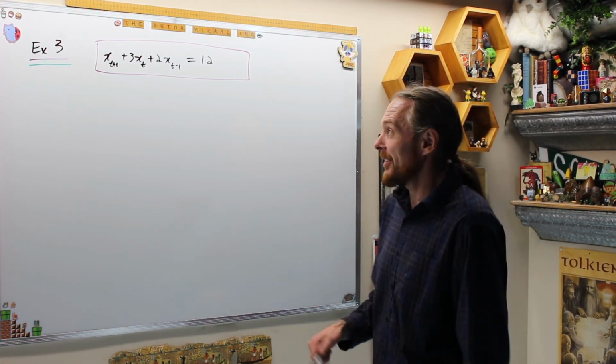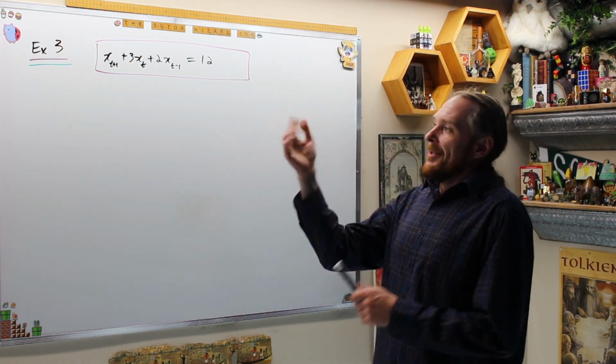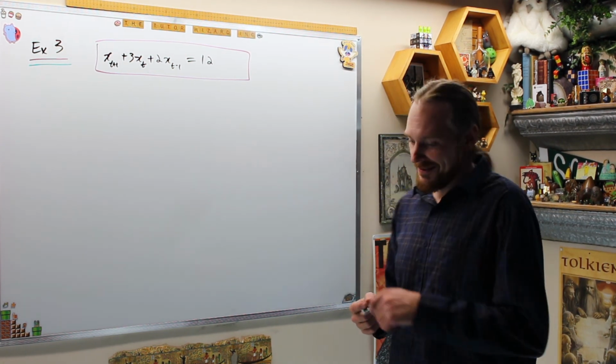That was 3. Oh, that was 3 also. 720. What is it in radians?